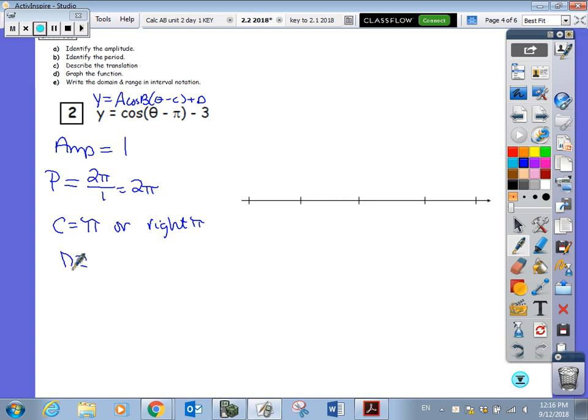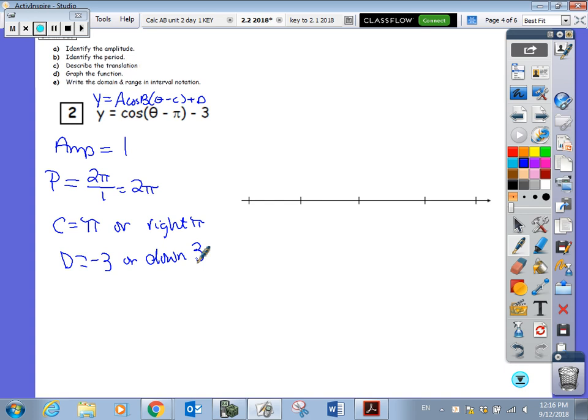D is going to be equal to -3, or we can say down 3. We do not say down -3. Down -3 does not make sense. We can say D equals -3, or the description in words for that is down 3.